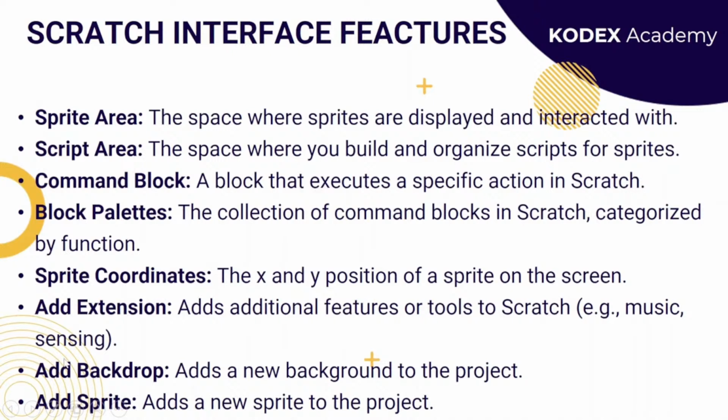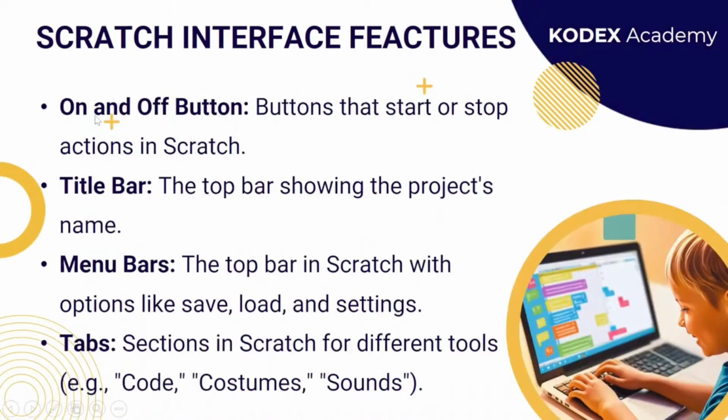Now the next one is add backdrop, which is very easy. You just need to add a new background in your project. So you can select add backdrop, or if you want to choose a sprite, you can just go to add sprite. Next one, it's on and off. As I already showed the symbol, the flag one is for on, and the octagon symbol in red color is to turn off your animation.